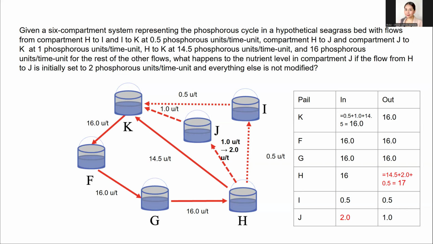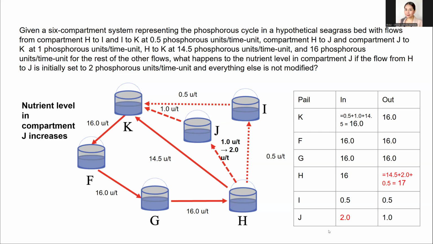So with that, we know that the nutrient level in J would increase over time while H still has savings. So increase, increase, increase. And while it's increasing, nothing really happens to K, F, and G. But H will eventually lose its savings. Once H loses its savings, it will no longer be able to give out 17 to I, J, and K. And so that will stop J from spilling over because it won't be receiving more than what it's giving out anymore.